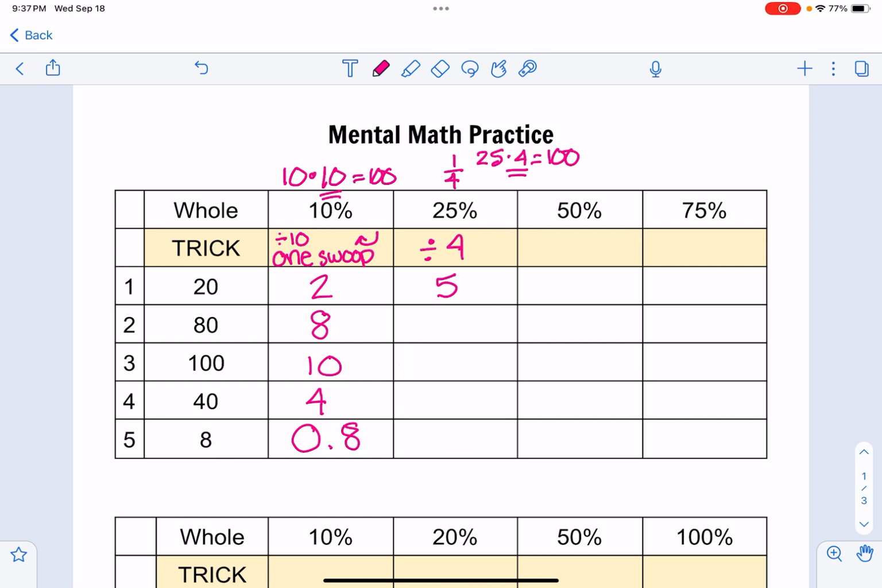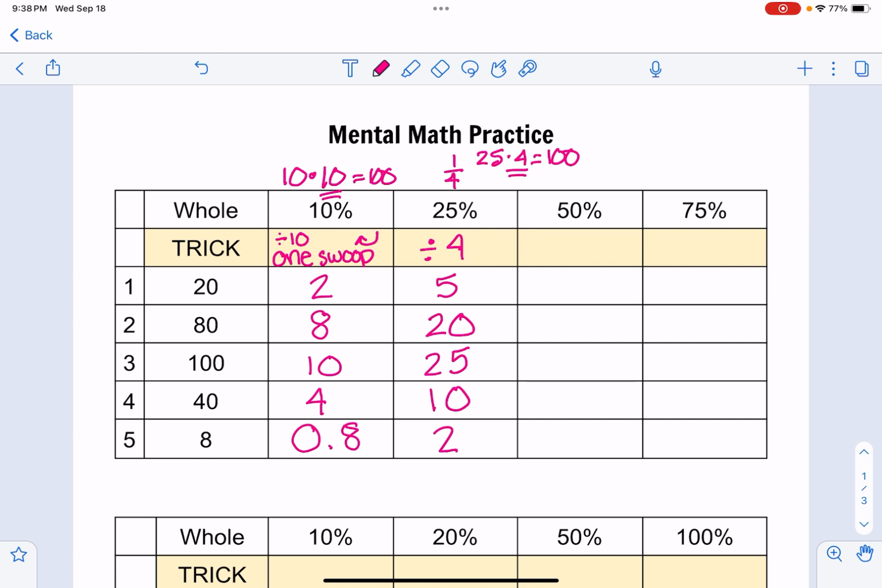All right, hopefully you found all those numbers. 80 divided by 4 is 20. 100 divided by 4 is 25. 40 divided by 4 is 10. 8 divided by 4 is 2. So 25% of each of these numbers are the numbers that we see in this column. And that is a trick you are welcome to use on any test, quiz, or homework. If I ask you to find 25% of something, you don't have to set up a proportion. You could use this trick, divided by 4.